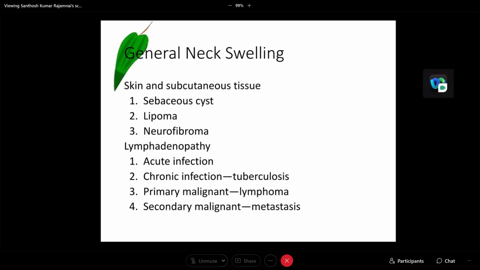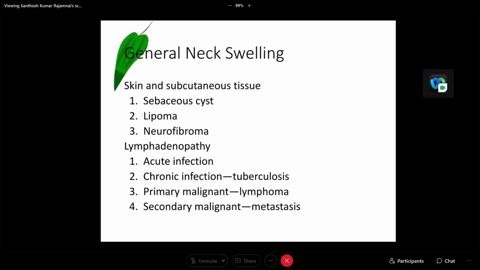Okay, since we are talking about neck swellings, we begin with the most common swellings, those that can occur literally anywhere on the human body, right? These are swellings that can happen in any part of the human body and they can happen in the neck also. These are sebaceous cyst, lipoma and neurofibroma. The 3 most common skin tumors, right? Skin swellings. So sebaceous cyst, lipoma and neurofibroma.